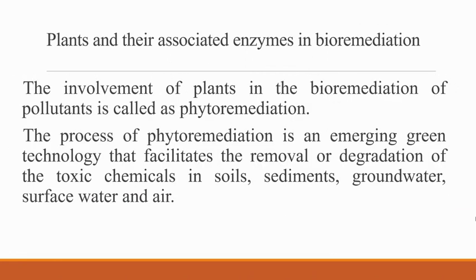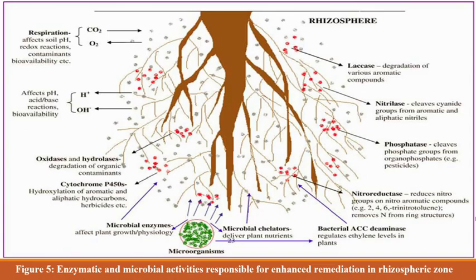Plants and their associated enzyme remediation. Okay. Now, the involvement of plants in bioremediation of pollutants is often called phytoremediation. The process of phytoremediation is an emerging green technology that facilitates the removal and the degradation of toxic chemicals in soil, sediments, groundwater, surface water, and even air. So the use of plants to remove pollutants is known as phytoremediation.